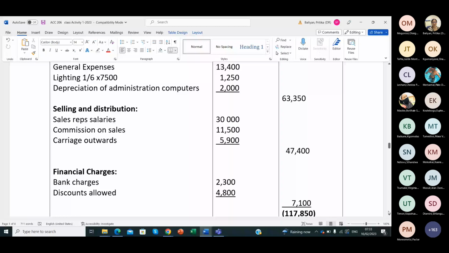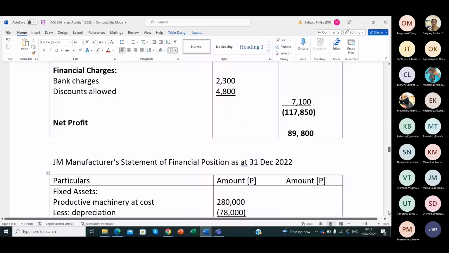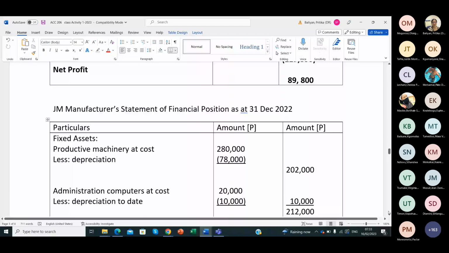Now, after the income statement, we also prepare the statement of financial position. So the structure of the statement of... you want to ask something? Before you continue, what if you are given additional drawings outside the trial balance?